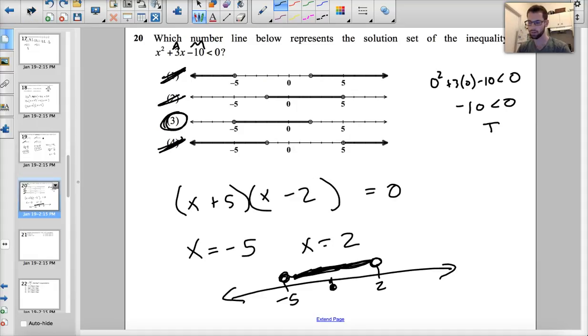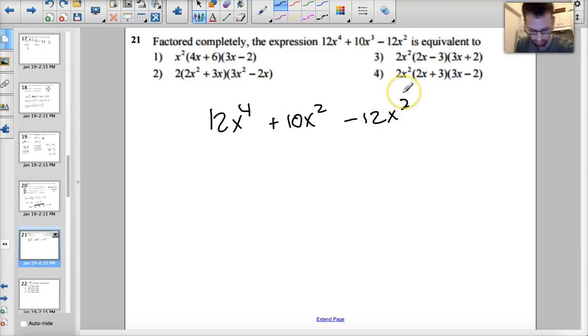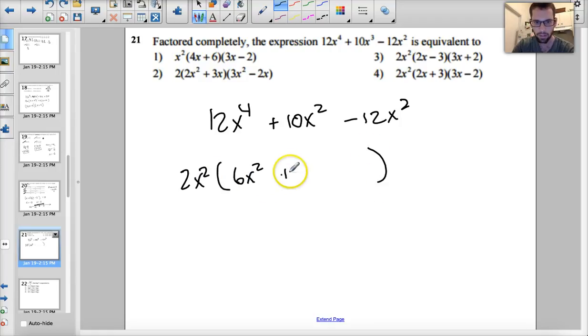On to number 21. All right. Number 21 tells me I need to factor completely. I've got a trinomial. So I've got 12x to the fourth plus 10x to the third minus 12x squared. And because it is a trinomial, I'm going to look for greatest common factor before I do anything else. And I see that a 2x squared goes into everything. If I factor that out, this will leave me with 6x squared plus 5x minus 6.